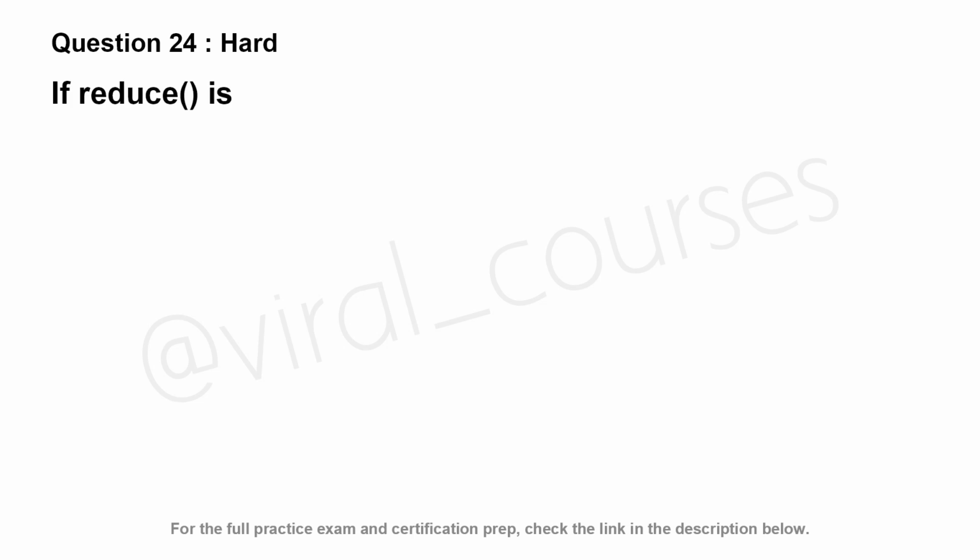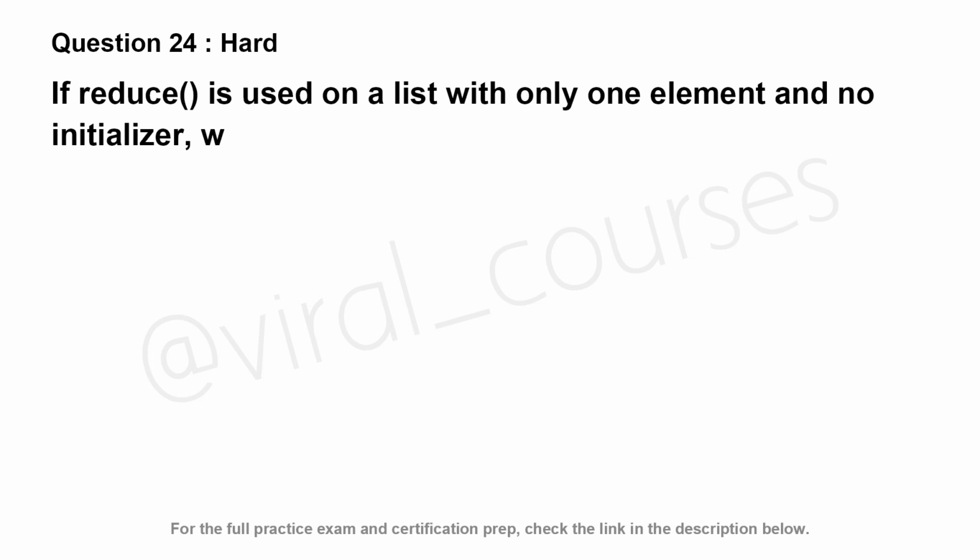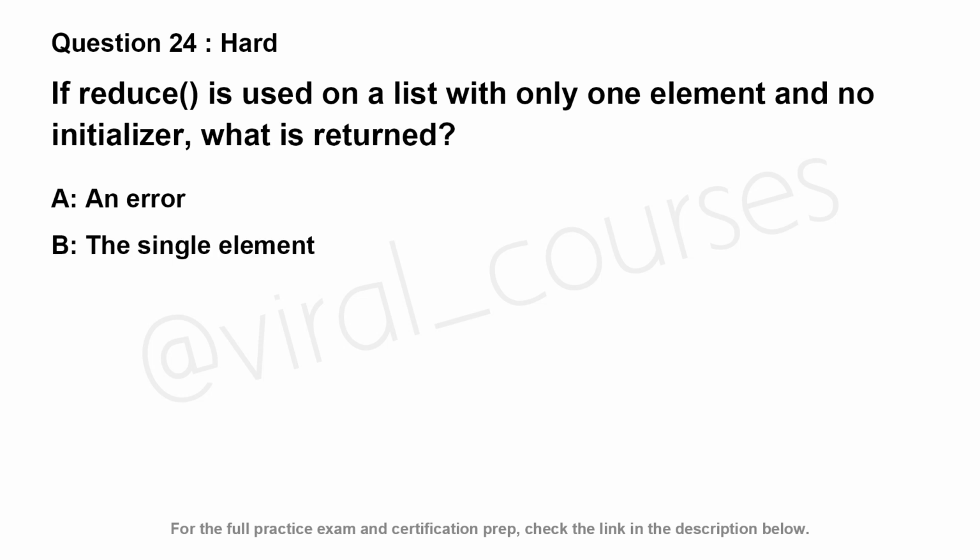If reduce is used on a list with only one element and no initializer, what is returned? Option A, an error. Option B, the single element. Option C, None. Option D, a list containing the element.